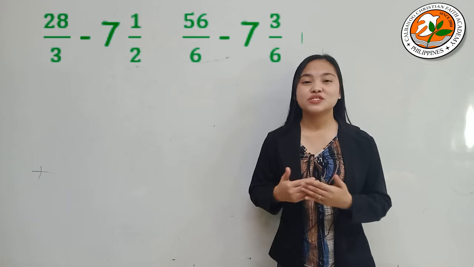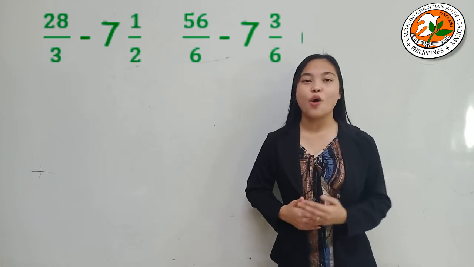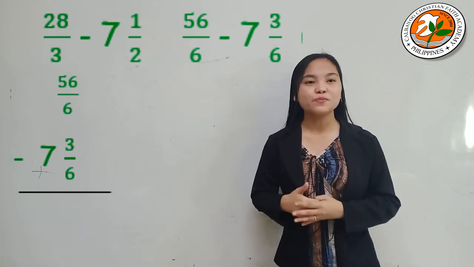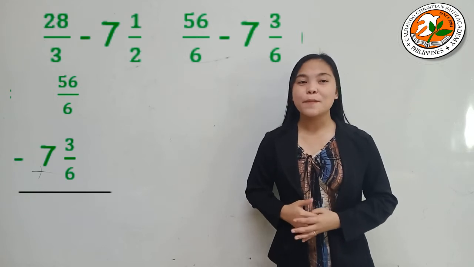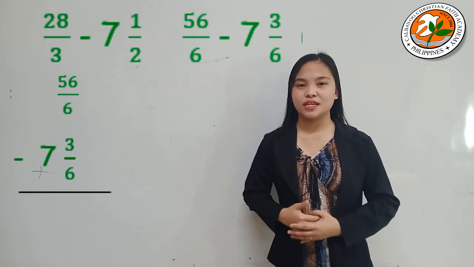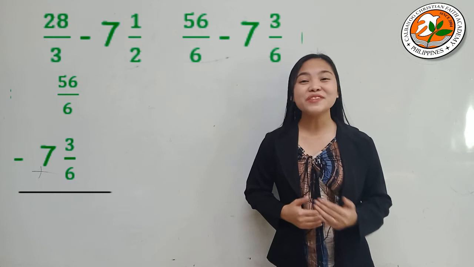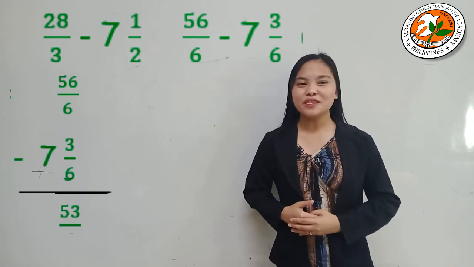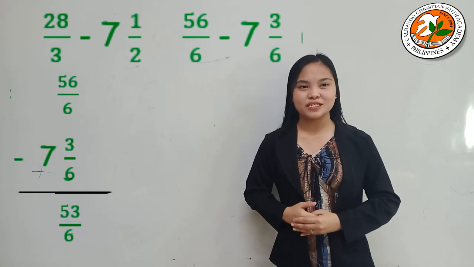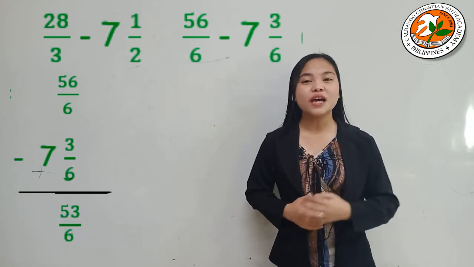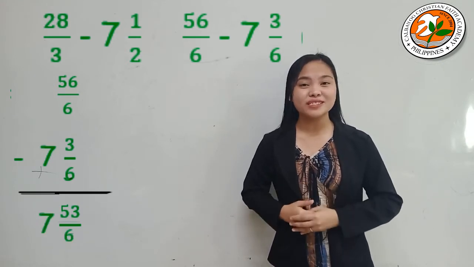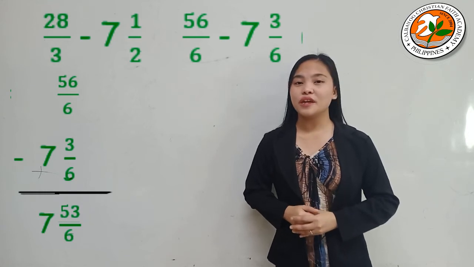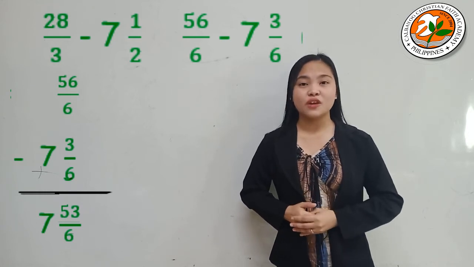Third one, let's subtract the fraction part and the whole number part. So 56/6 minus 7 and 3/6. 56 minus 3 is equal to 53. Since our denominator is 6, let's copy 6. Since our whole number is only 7, let's bring down 7. So we have now here 7 and 53/6.